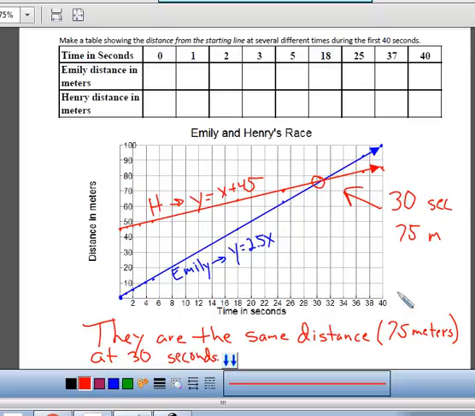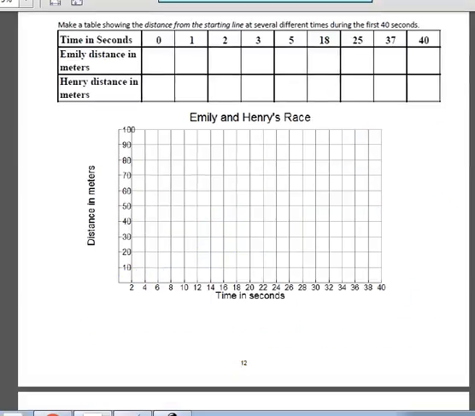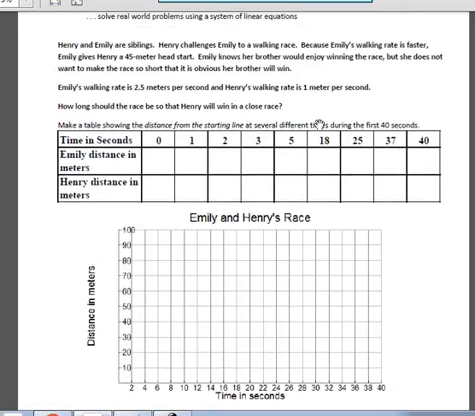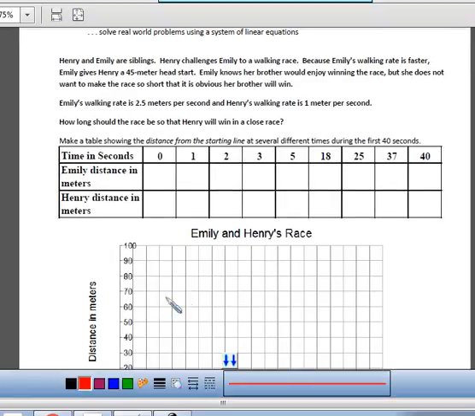Now, remember the question we were originally asked. So we're going to go back up to it. We put a box around it. The question we were originally asked: how long should the race be so that Henry will win a close race? Remember, we want Henry to win this, okay? So, if we were to say 30 seconds, that would not be true because at 30 seconds they are tied.